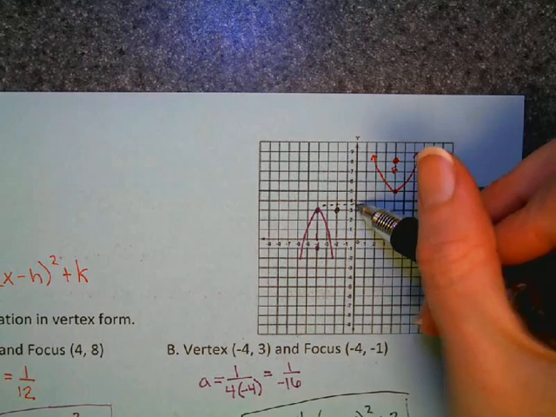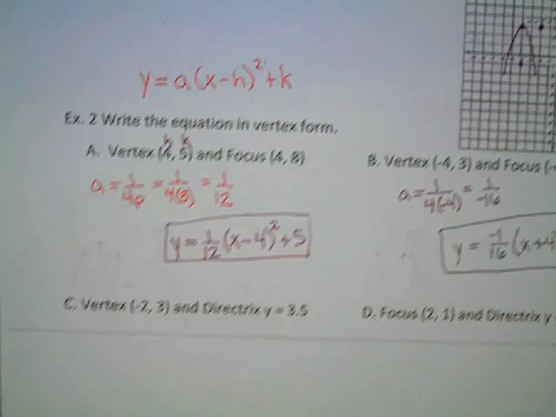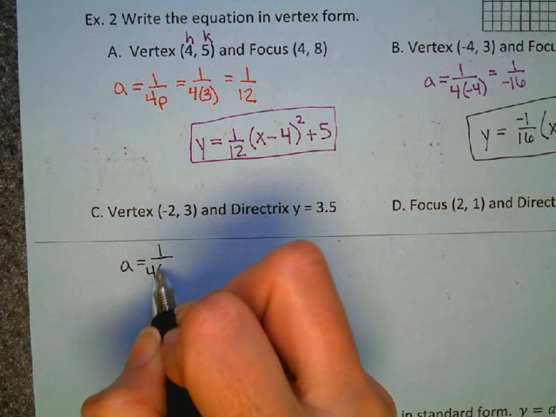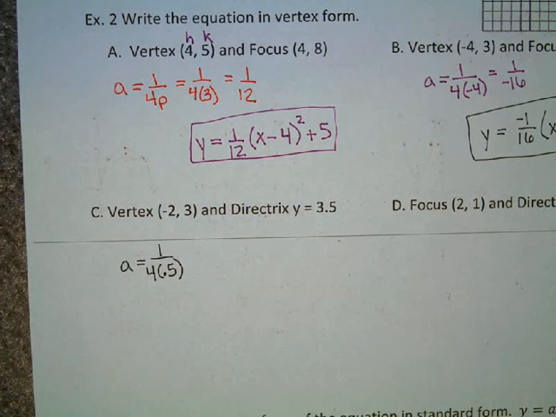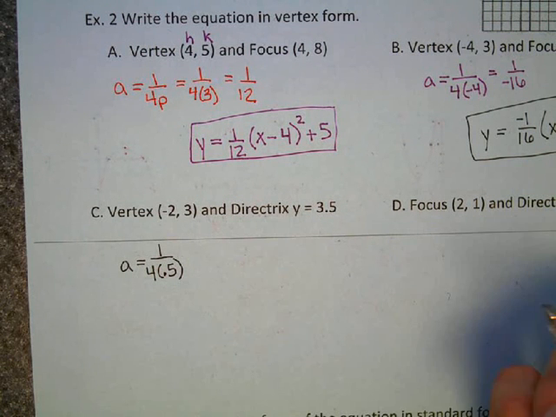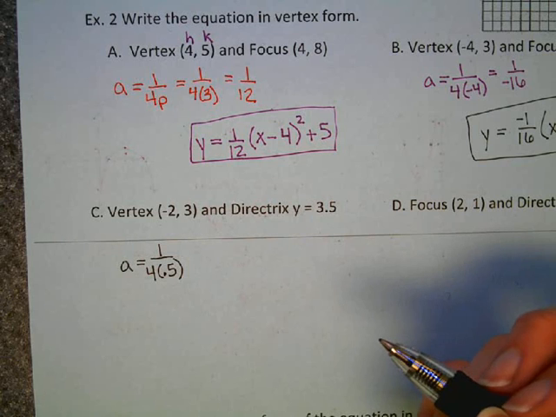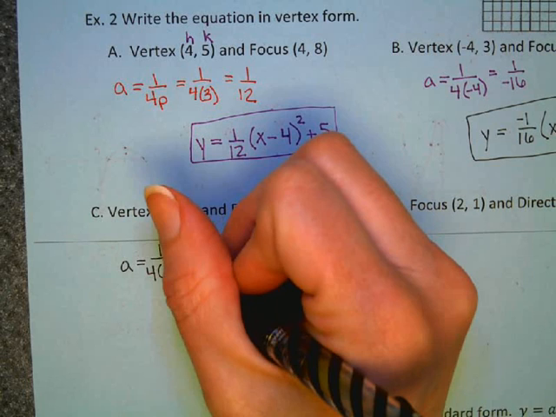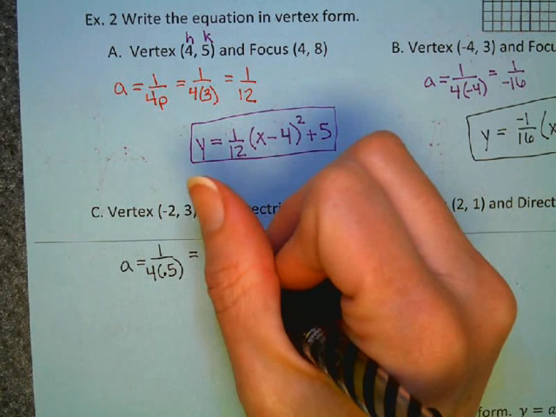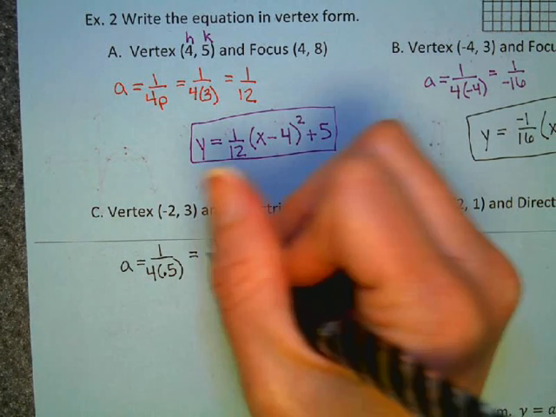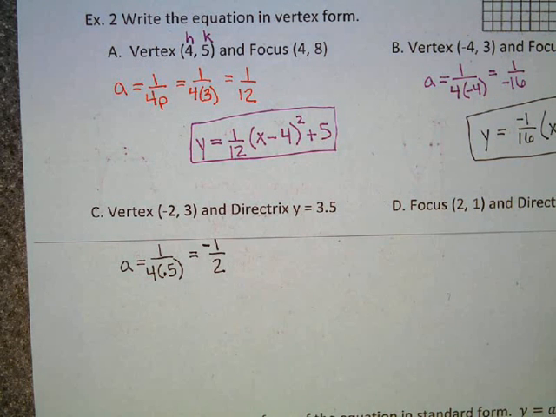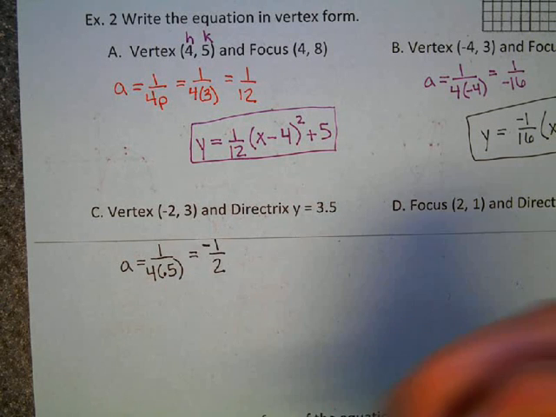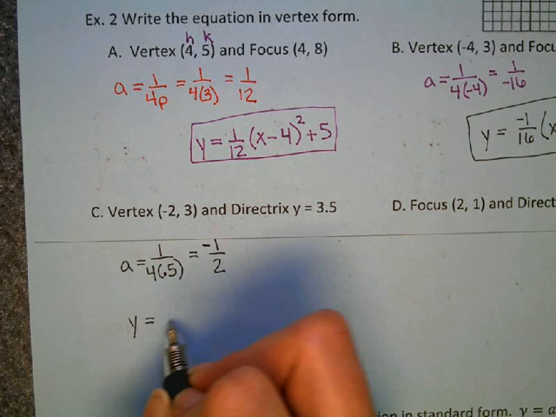So I'm going to say a equals 1 over 4 times 0.5. Again, we could subtract 3 and 3.5 to figure out that. But the other thing is, this graph will be going down, so I need to know that. So I'm going to end up saying this is 1 over 2, but I'm going to make it a negative 1 over 2 because the graph will be pointing down according to that. So you can either put a negative 0.5 here or know that that's what has to happen. You have to have the negative sign because the graph would be pointing down.